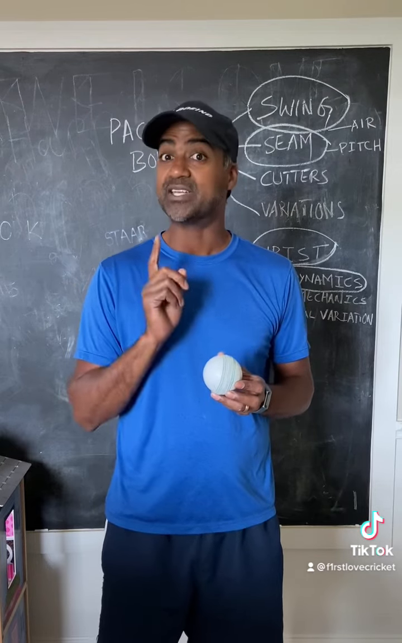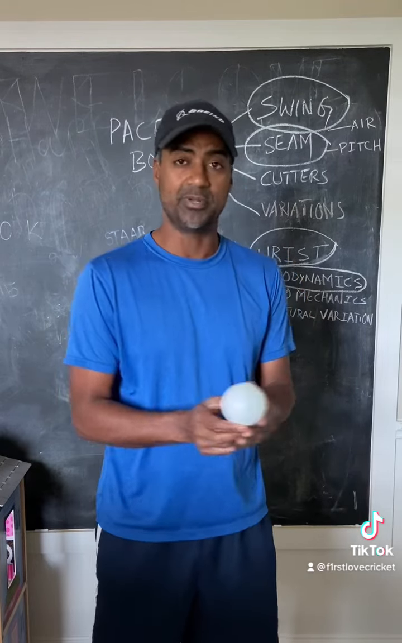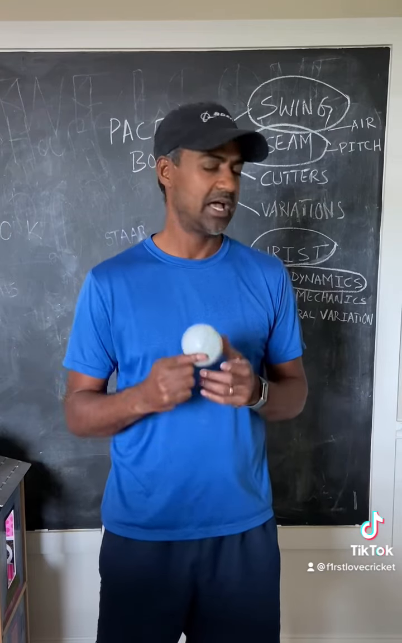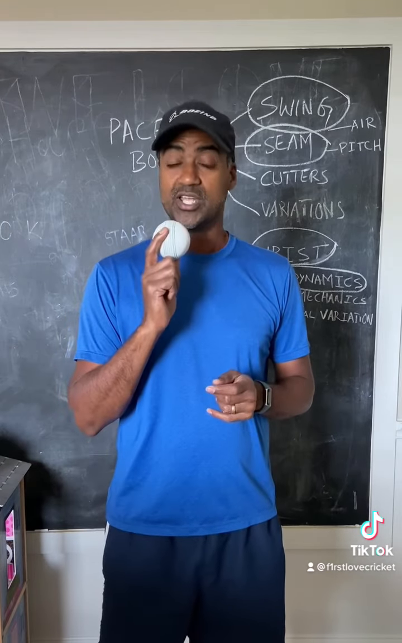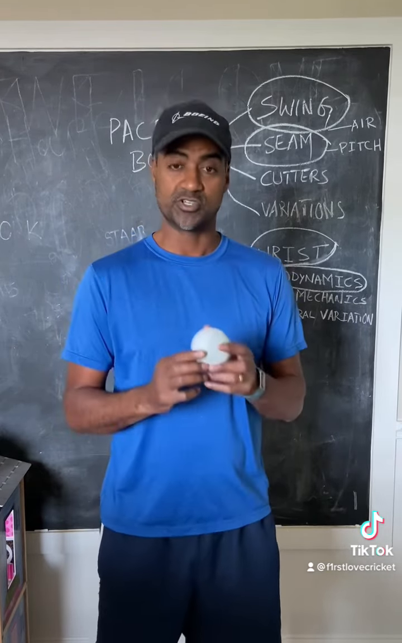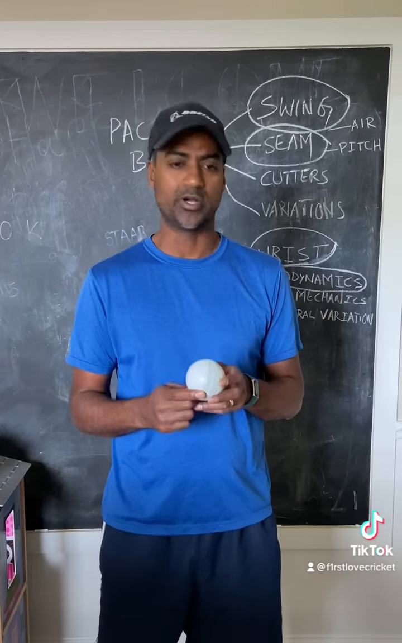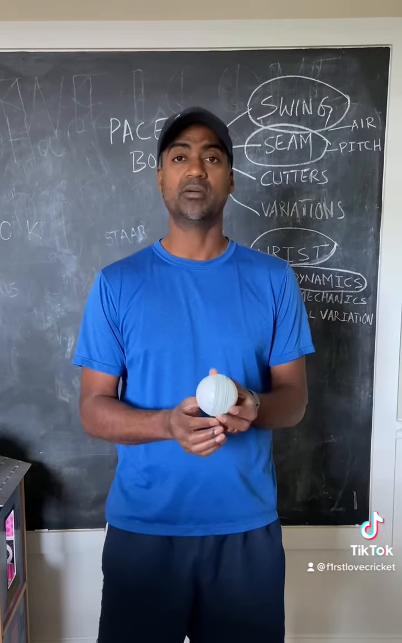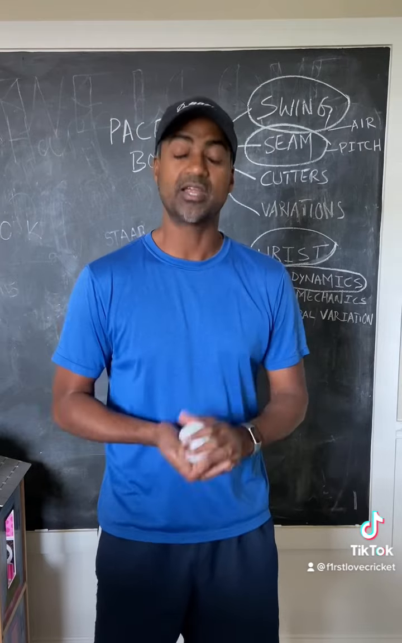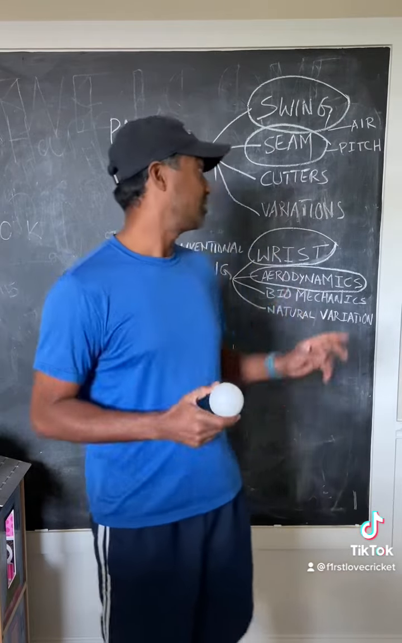Now, will you get the ball to swing in the air by bowling short? No. But can you get the ball to move off the pitch by bowling slightly back of a length? Absolutely. So to get the swing, you've got to bowl fuller. For seam movement, you can bowl slightly short. I'm not talking short pitch deliveries, but I'm talking about back of a length deliveries, right? So that you can still get seam movement.